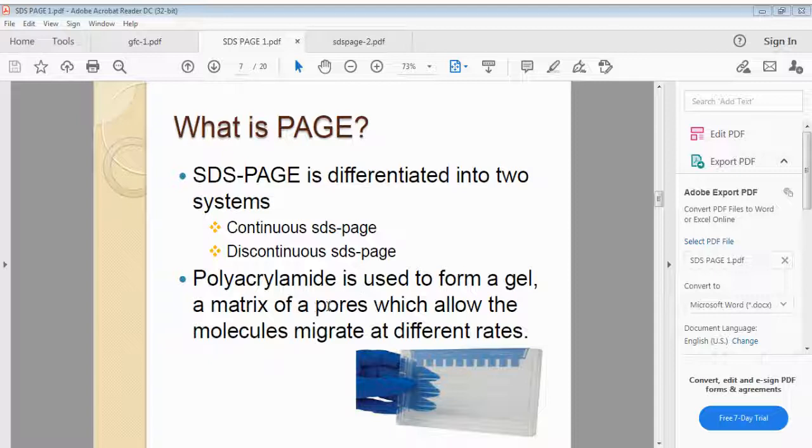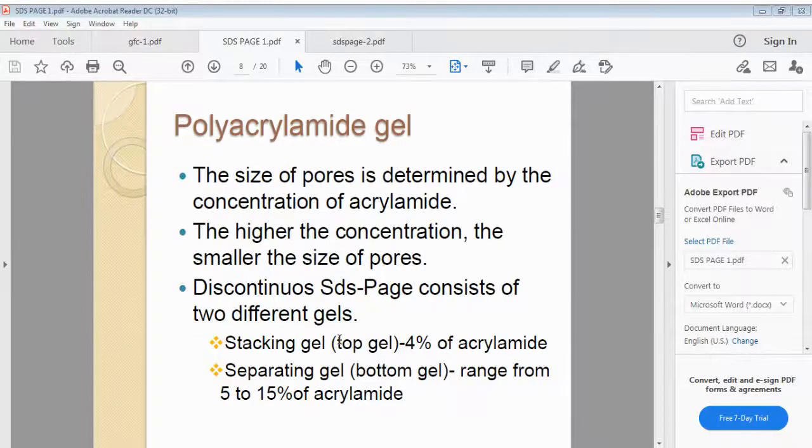Polyacrylamide is used to form a gel. Now, what is the gel used here? Stationary phase or the medium? You cannot say it is a stationary phase. It is the medium in which the proteins are separated. So it is called the polyacrylamide gel. The polyacrylamide gel is made up of differing concentrations of acrylamide, increasing concentration of acrylamide, and a lesser concentration of bisacrylamide.